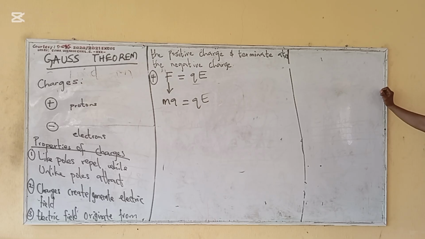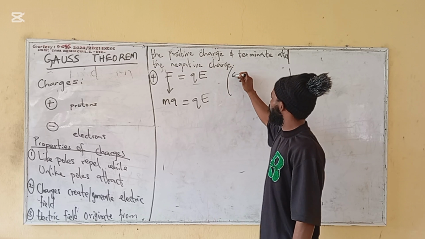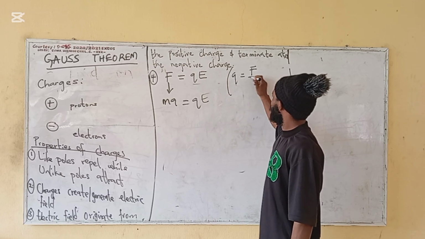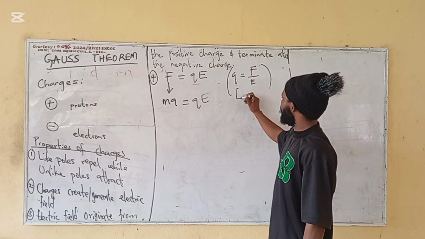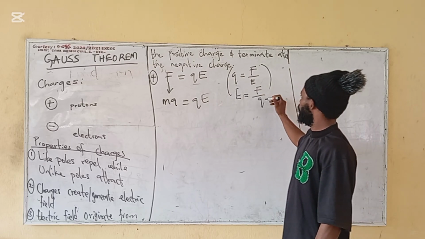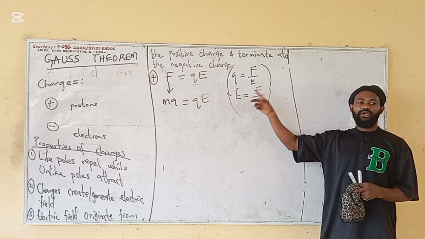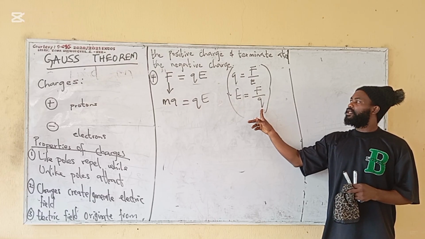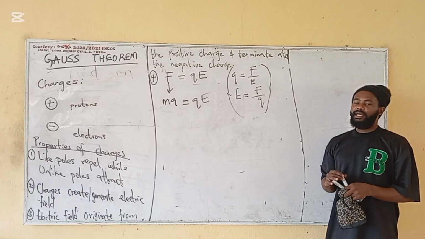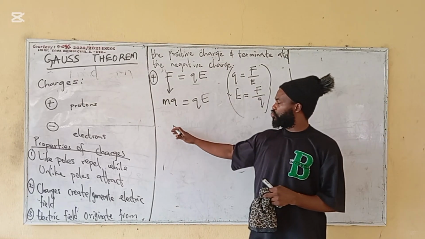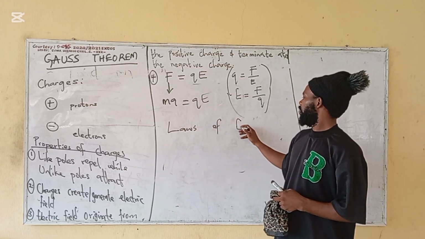So we can easily write from here that Q is equal to F over E. Or I can also have that E is equal to force over Q. So it is from here that you get that definition where they tell you that electric field intensity is equal to force per unit charge. So all the major definitions of all these things are from here. So at this junction, what we now need to do is to enter properly into laws of electrostatics.